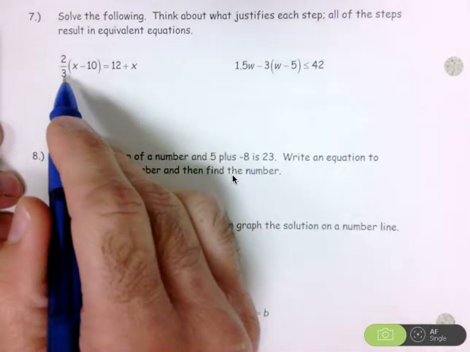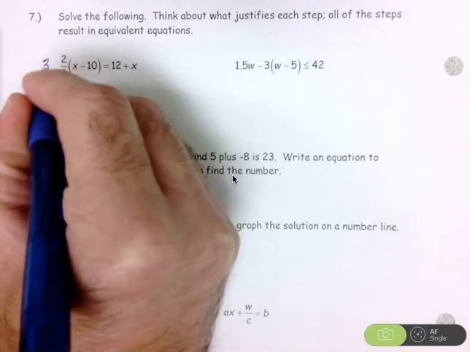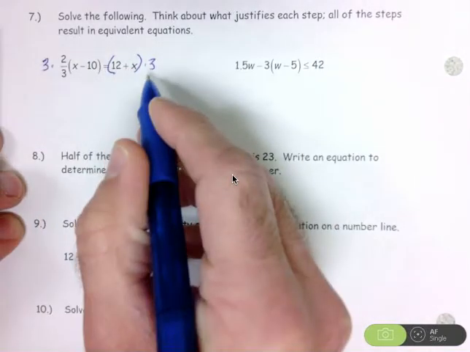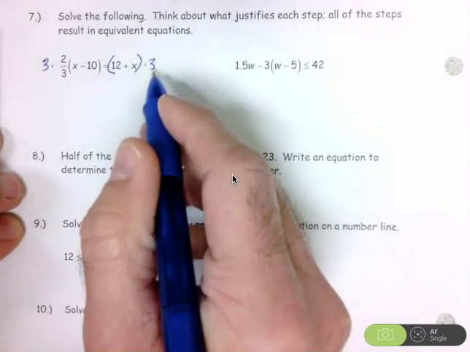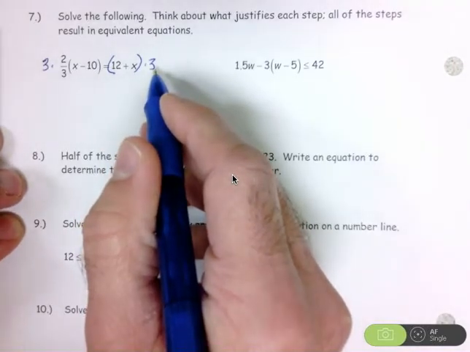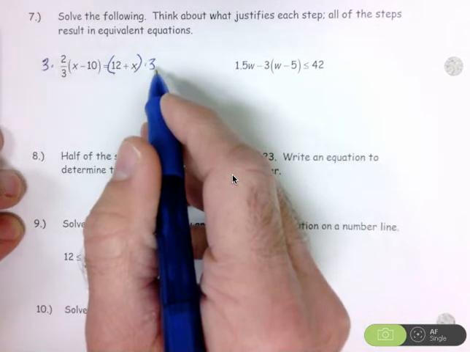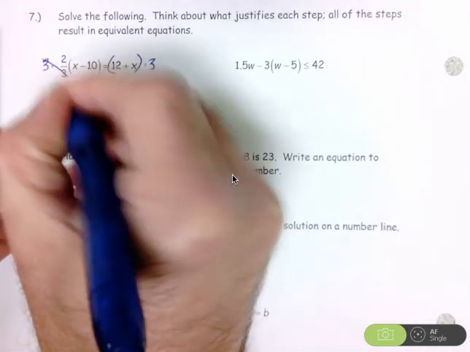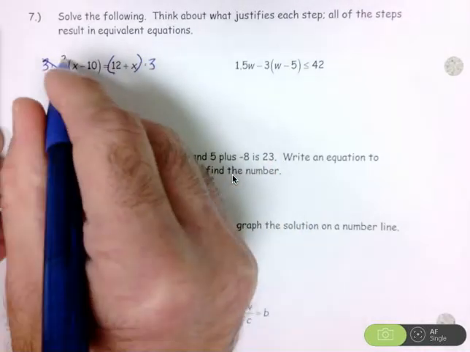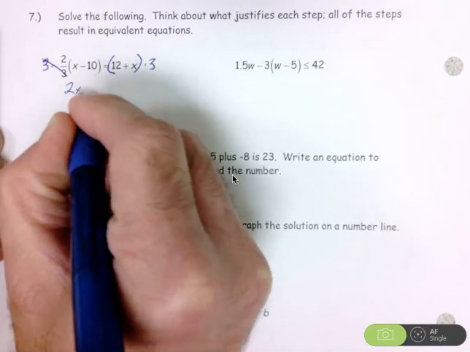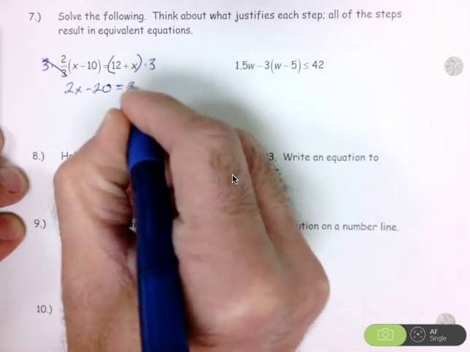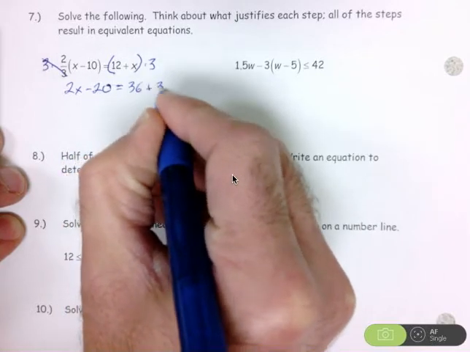And I like to get rid of my fractions. So you can multiply both sides of an equation by the same value. In geometry, we call that the multiplication property of equality. But you could just explain it as I'm multiplying both sides of the equation by the same value in order to create an equivalent equation. So that would cancel the 3. And on this side, if you distributed, you'd have 2x minus 20. On this side, if you distributed, the 12 times 3 is 36 plus 3x.